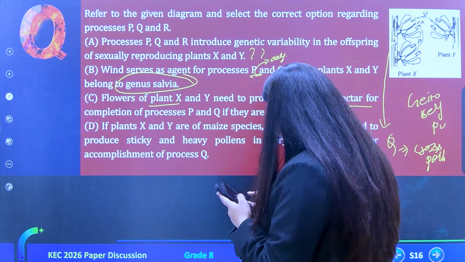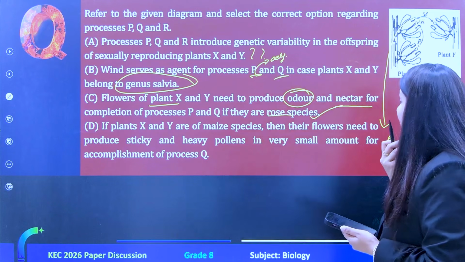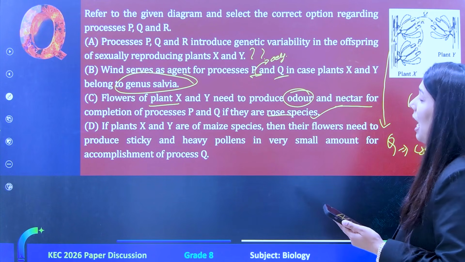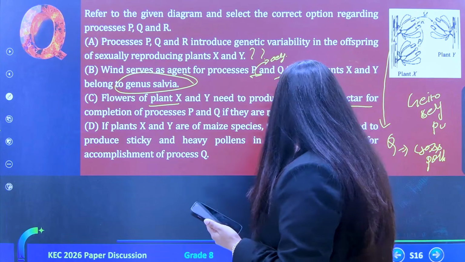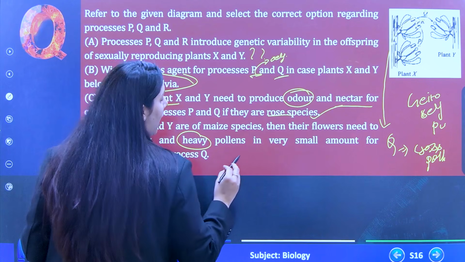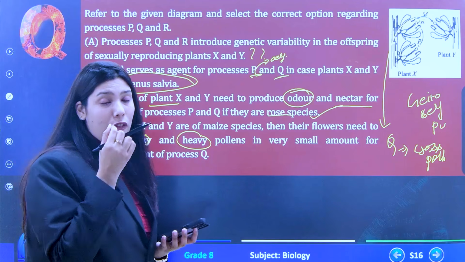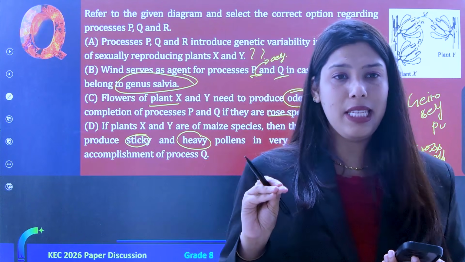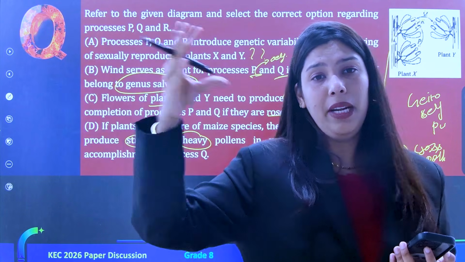Next option is if plants X and Y of maize species, then their flowers need to produce sticky and heavy pollen grains in very small amount. First of all, if they have to be sticky and heavy for the accomplishment of Q, so you tell me, if it is sticky and heavy, can it be carried with the help of wind?